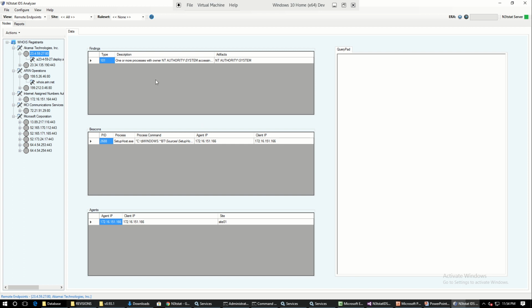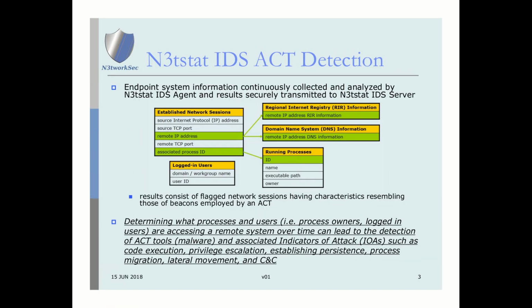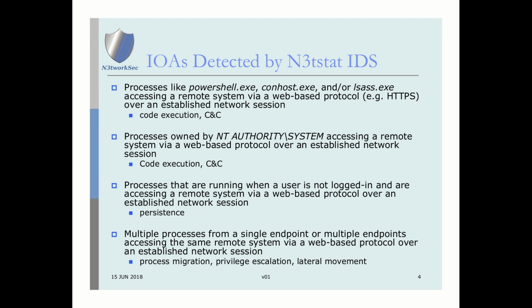The top table is the findings table. It lists the identified findings or potential indicators of attack associated with the selected remote endpoint. Some of the indicators of attack detected by N3tstat IDS are the following. It identifies processes like PowerShell, conhost, or LSAS, accessing a remote system via web-based protocol, for example HTTPS, over an established network session. This could be indicative of code execution and command and control.